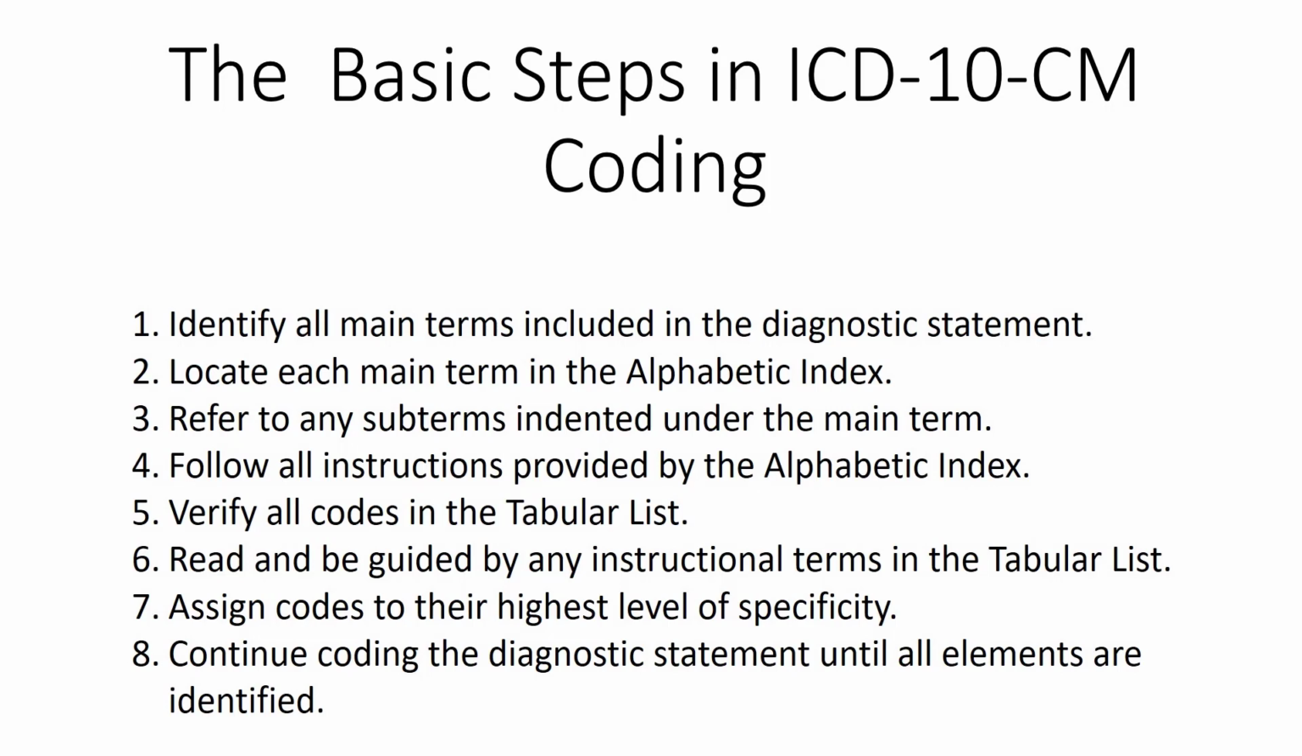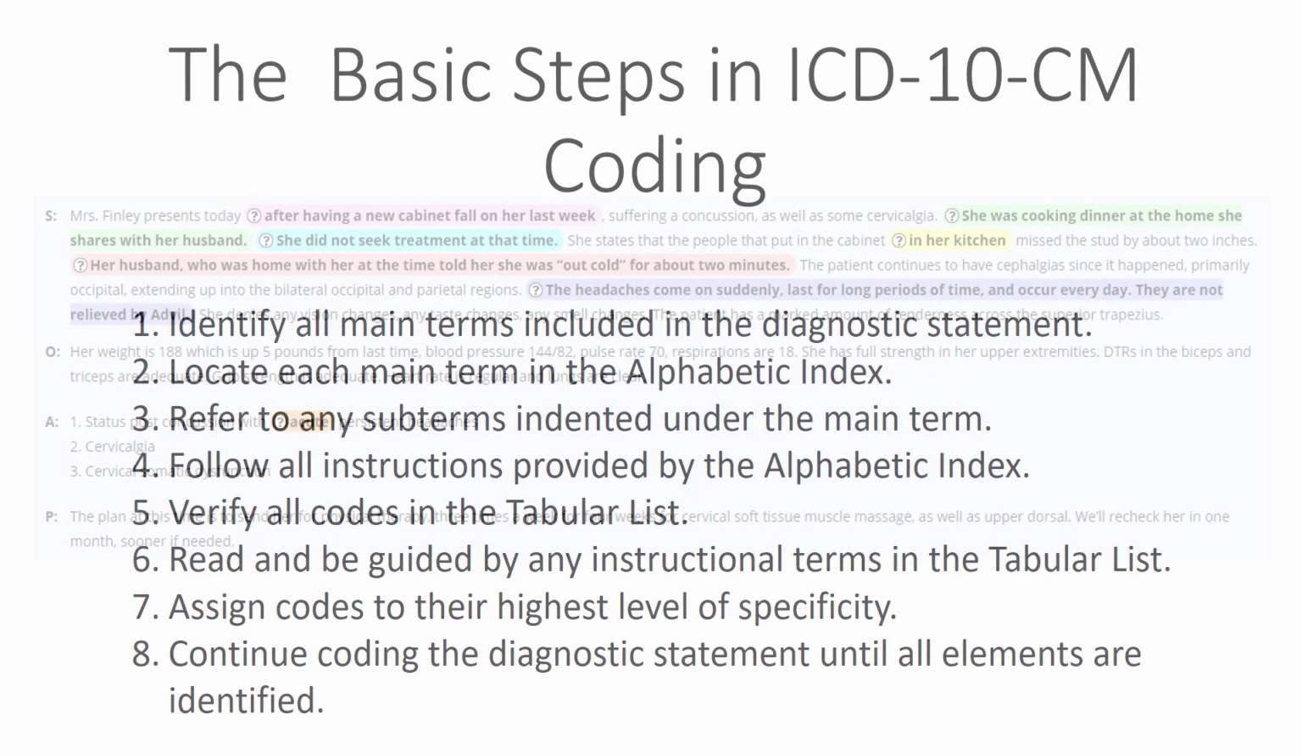Verify the code selected in the tabular list. Read and be guided by all the instructional terms in the tabular list. This is the number one error that new coders make. You must read. Next, assign all codes to their highest level of specificity, up to a total of 7 characters if applicable. And then lastly, continue with the diagnostic statement until all elements are identified and coded.